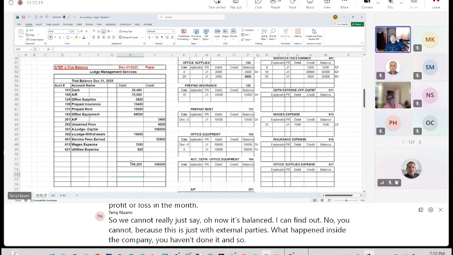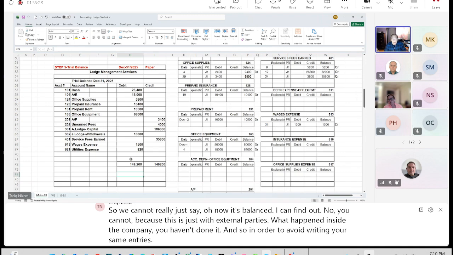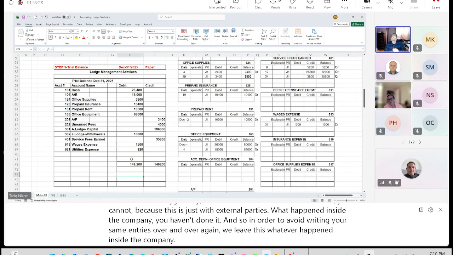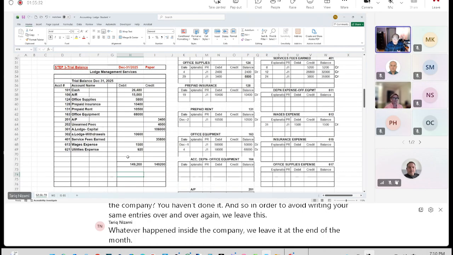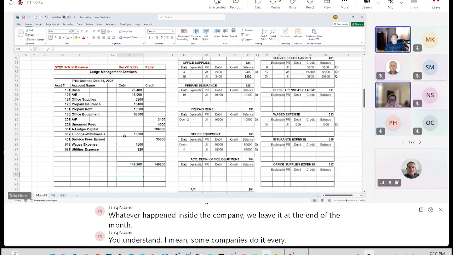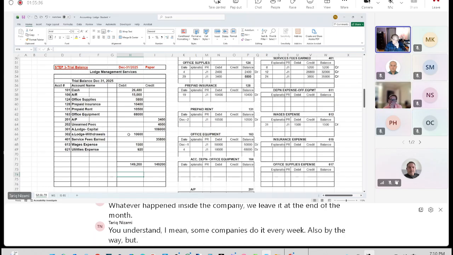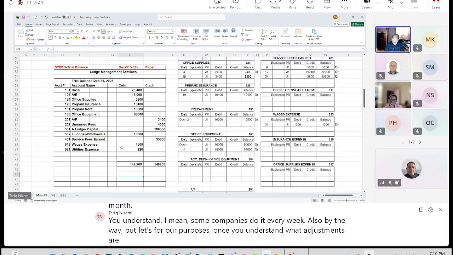And so in order to avoid writing the same entries over and over again, whatever happened inside the company, we leave it at the end of the month. You understand? Some companies do it every week also, by the way. But for our purposes, once you understand what adjustments are and why they're done, that is the important part first. So you're saying, okay, this is balanced.